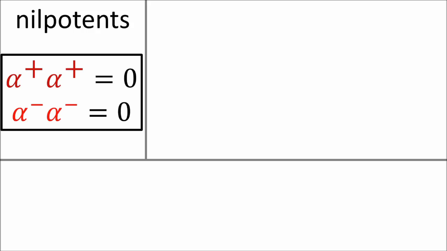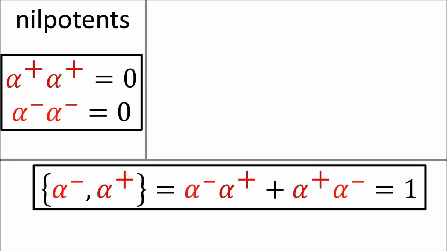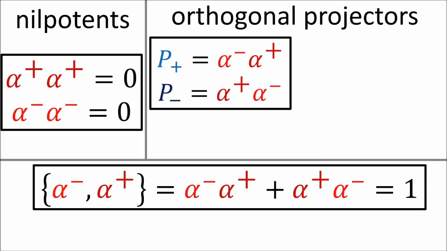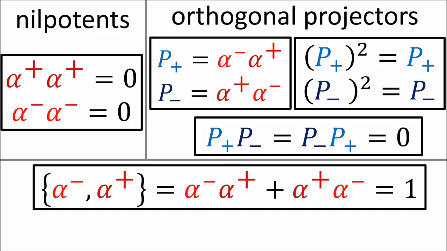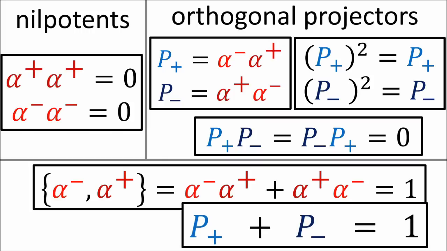So to sum everything up, we have two nilpotents, alpha minus and alpha plus, that square to 0, and also anti-commute to 1. We can use these nilpotents to define projectors P plus and P minus, which square to themselves. These projectors are orthogonal and multiply with each other to give 0. We can also reinterpret this anti-commutation relation to mean that the two orthogonal projectors sum to 1.